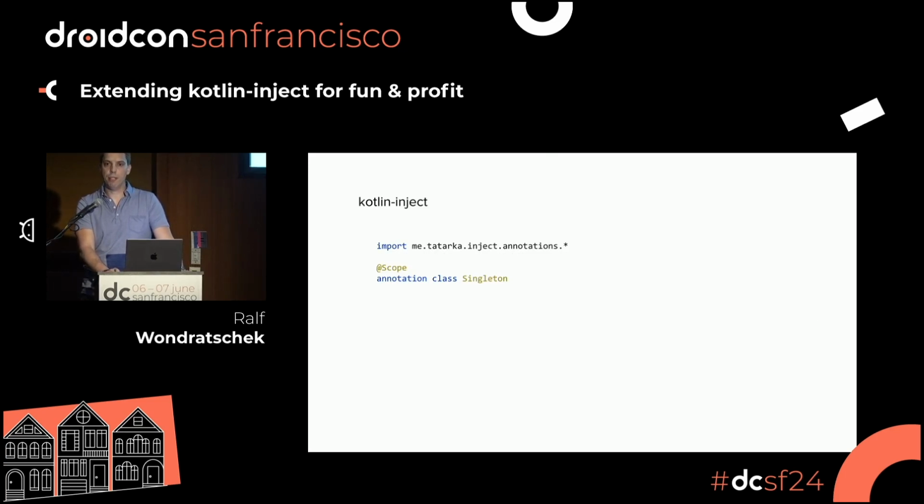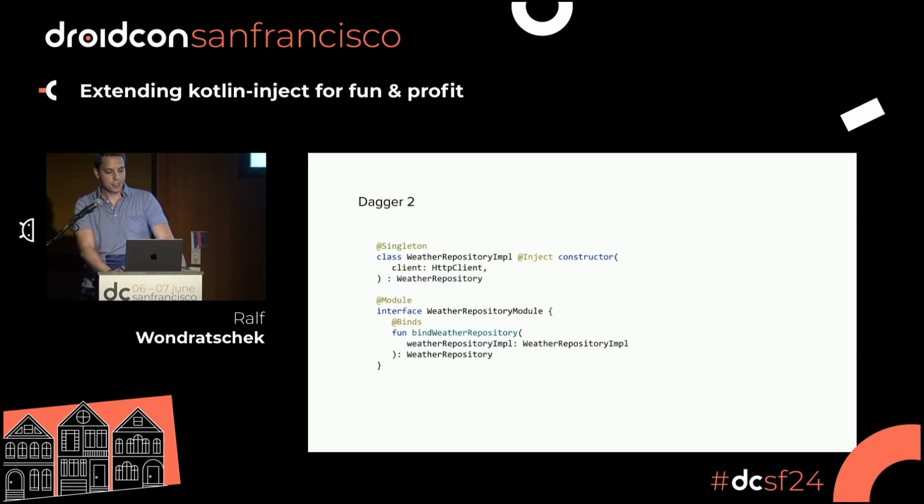But let's see, how can we convert the code that we have written for Dagger 2 now to kotlin-inject? First thing we have to do is create a scope annotation. Kotlin-inject doesn't come with the singleton annotation from Dagger. That it's not there by default is, again, a good thing, because usually you end up writing your own qualifiers and scopes anyways. So this was the code that we had for Dagger 2.